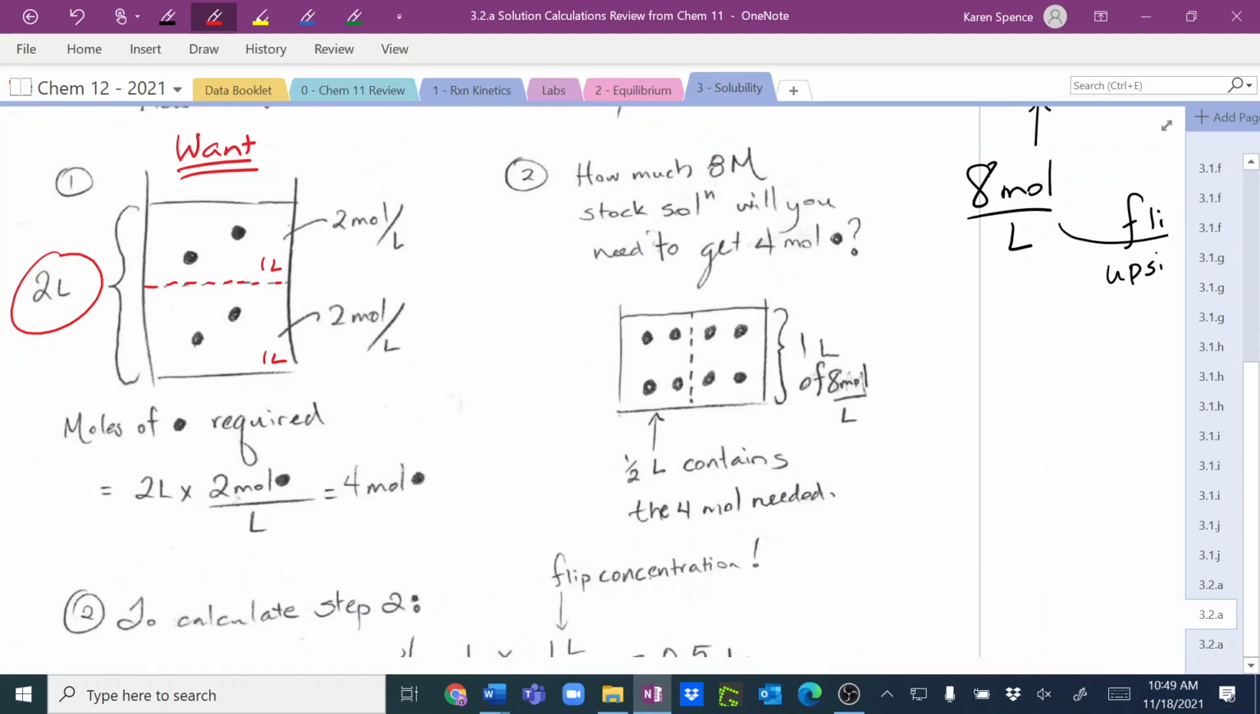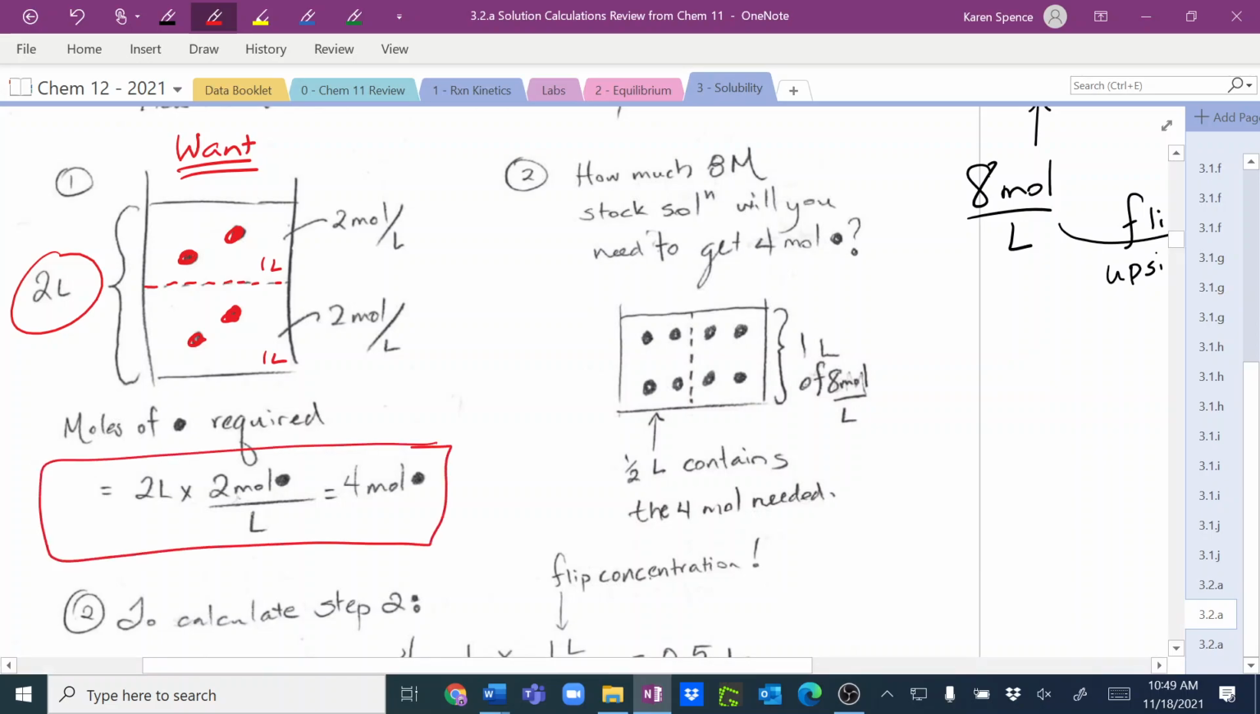And we want our solution to be 2 moles per liter. So in each one of those liters, we need to have 2 moles. And if we're just looking at the picture, we can ask, how many moles do I need in this solution? Well, obviously I need 4 moles, yes? And that was where we did this math to figure out how many moles.